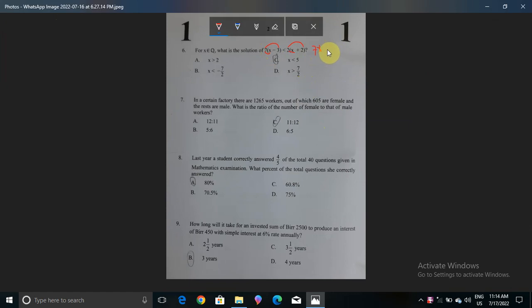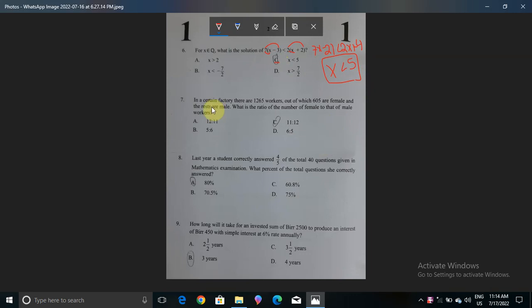7x minus 21 less than 2x plus 4. When you collect the like terms together and subtract, you will find x is less than 5. So that means the correct answer for question number 6 will be choice C.